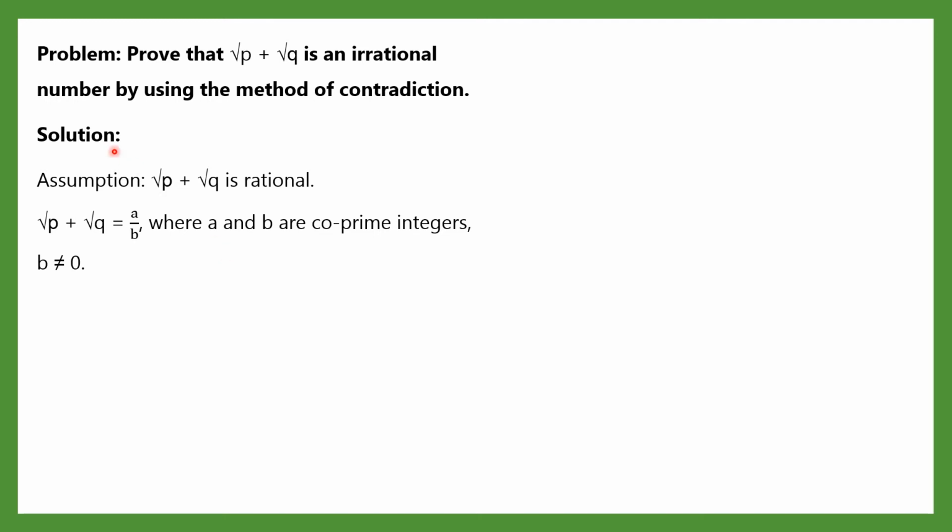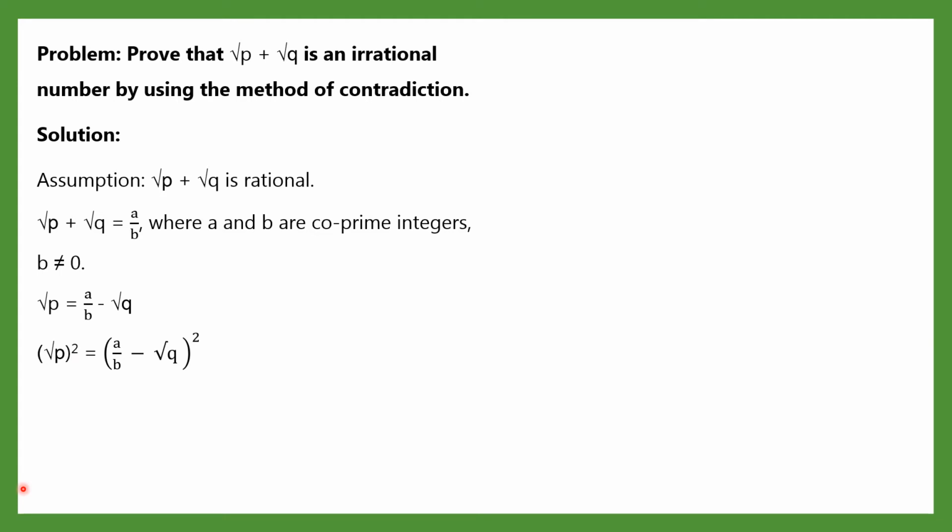Now we have to simplify this equation. What I did previously is I have taken one number to the right side. Here also I am taking root q to the right side. It's not mandatory, you can take root p also to the right side. Now root p is equal to a by b minus root q. Let's go for squaring on both sides. Root p whole square is equal to a by b minus root q whole square.